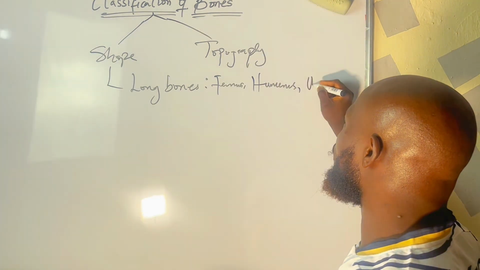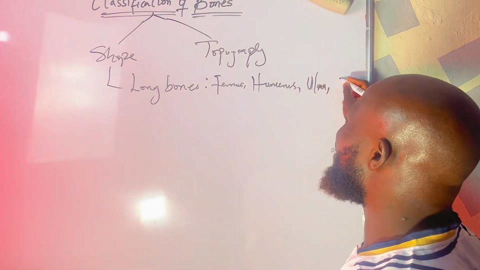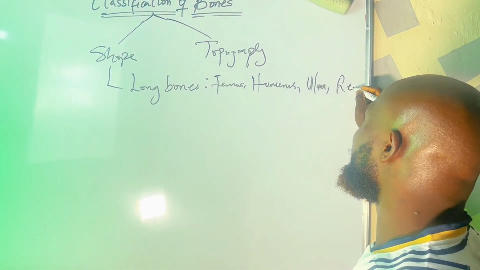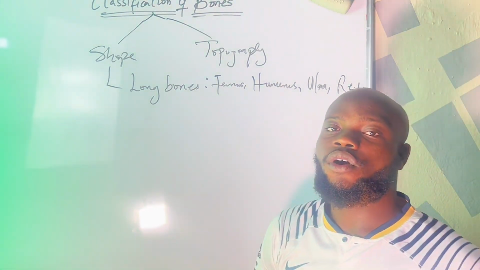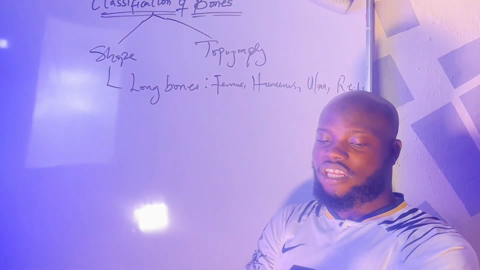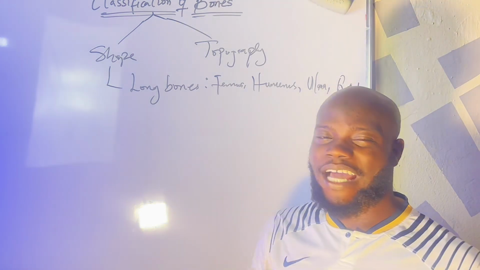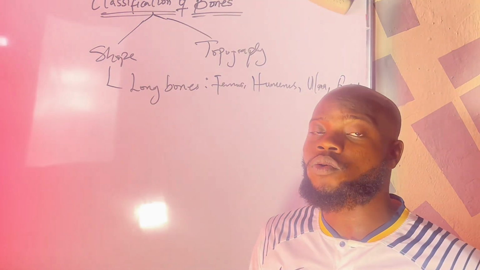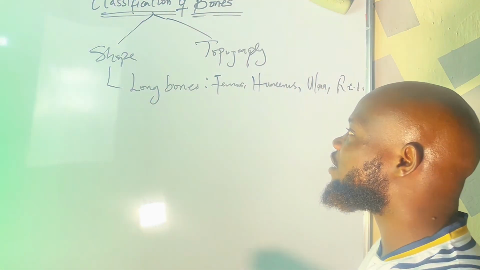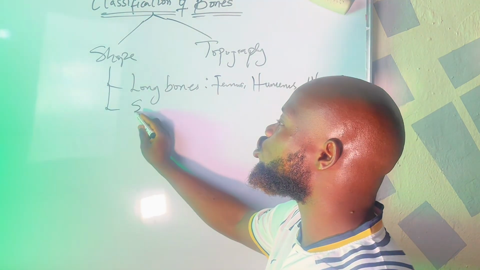We also have humerus, ulna, radius, and there are a lot of them. Humerus is your arm bone. Then you have ulna, radius, tibia, and fibula. They are all long bones. The next one is short bones.